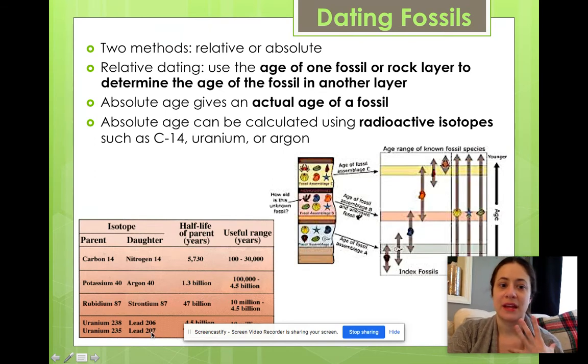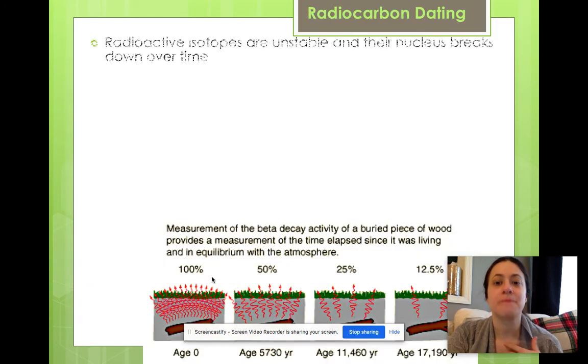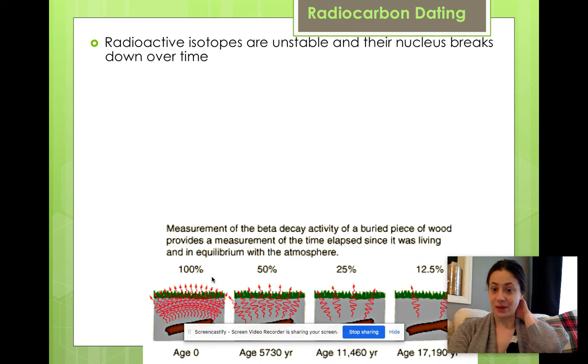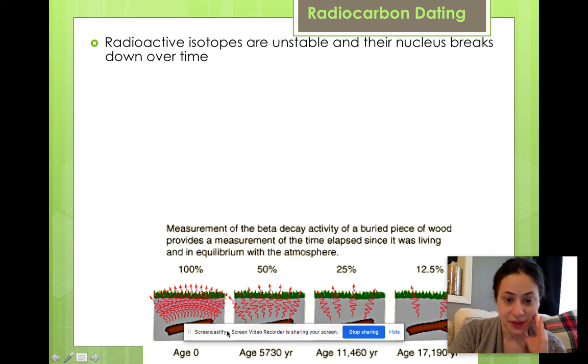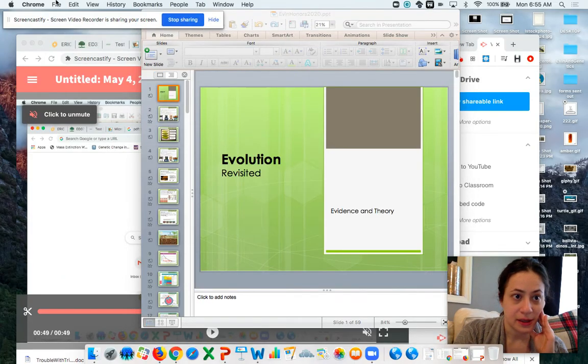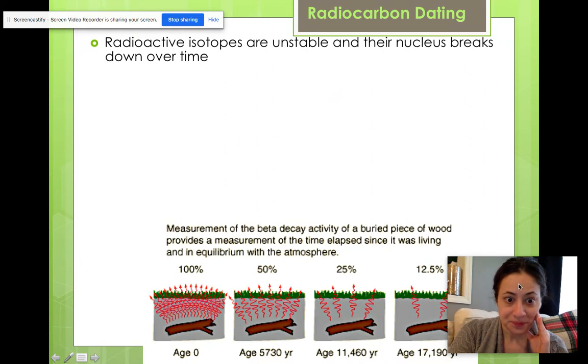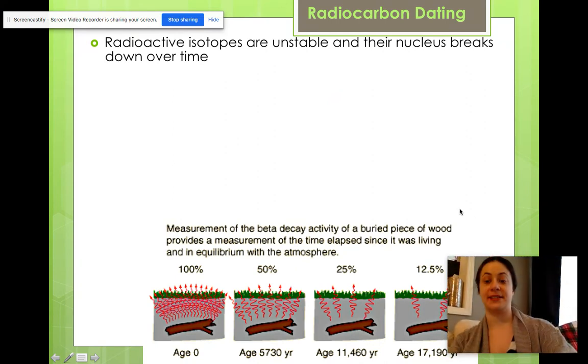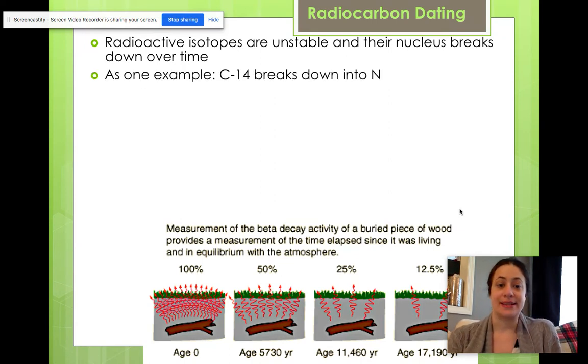So, as they decay at a regular rate, we can measure the proportion in order to determine the age, is the point and idea. So, we can use something called radiocarbon dating. And these radioactive isotopes are unstable. So therefore, the nucleus is breaking down over time.